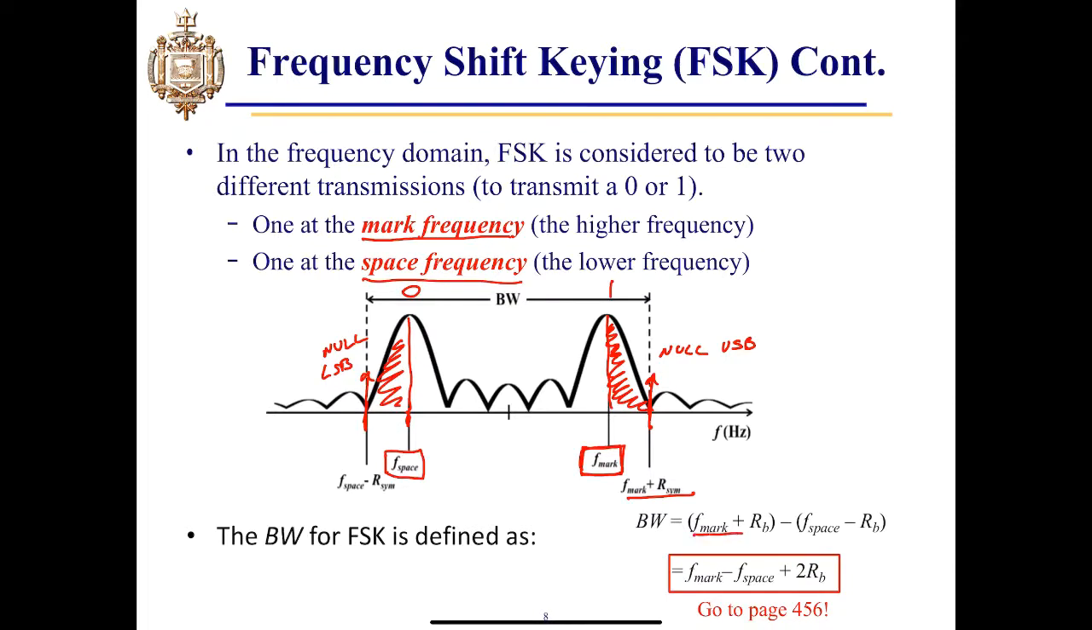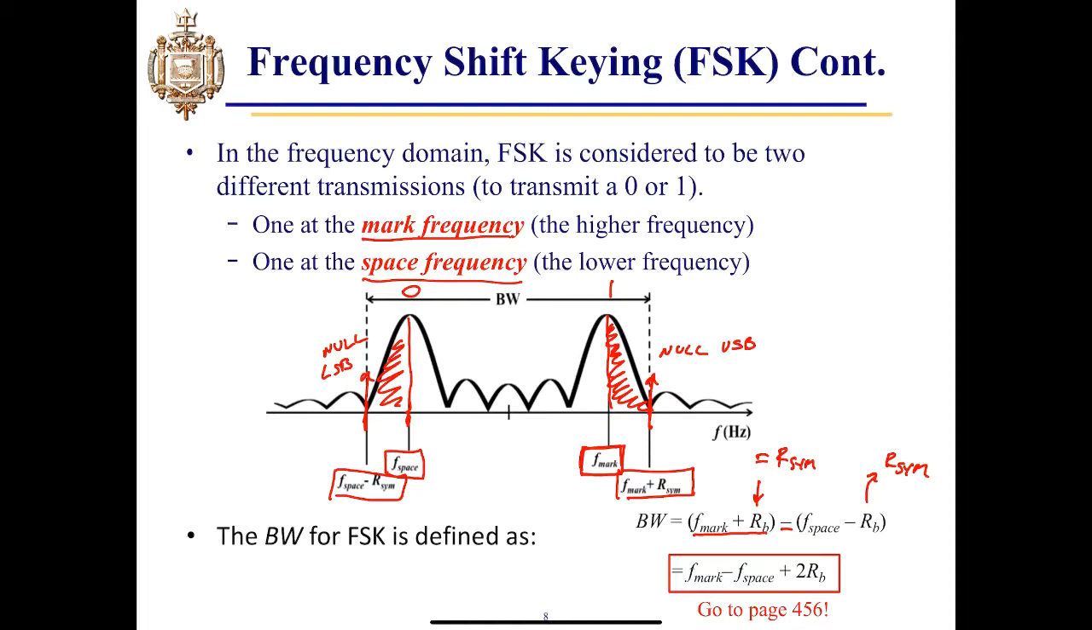So F mark plus this is bit rate, but in this case bit rate equals symbol rate. So this is equal to our symbol rate, and this is also equal to our symbol rate. So F mark plus the bit rate right here, minus F space minus the bit rate here. If we simplify this down, it becomes F mark minus F space plus 2 times the bit rate.